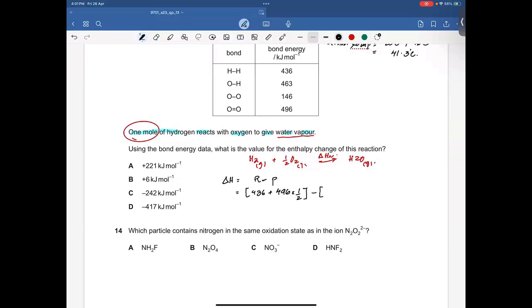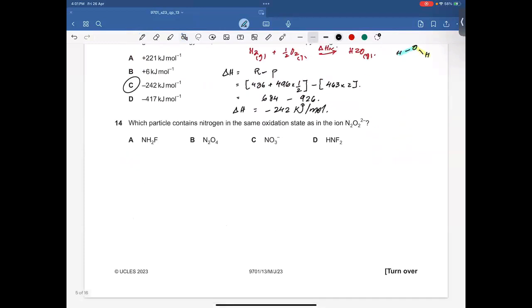Product is water. I mean steam. Steam has 2 OH bond. This one is the first OH bond. This one is the second OH bond. So obviously we have 463. We need to multiply by 2. So it's basically 684 minus 926. So delta H is going to be how much? Minus 242 kilojoules per mole. Minus 242, I mean C is going to be the right answer.